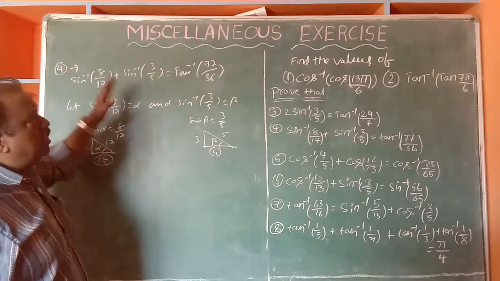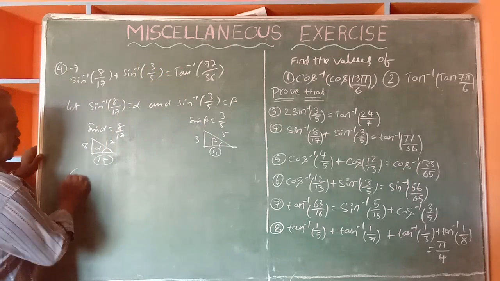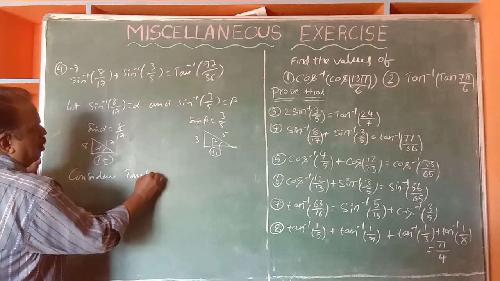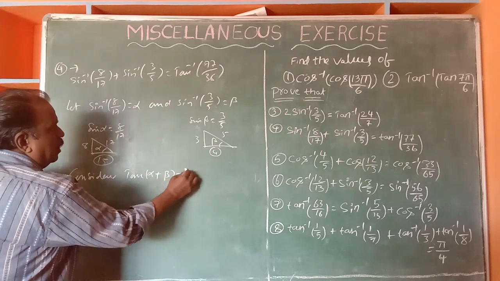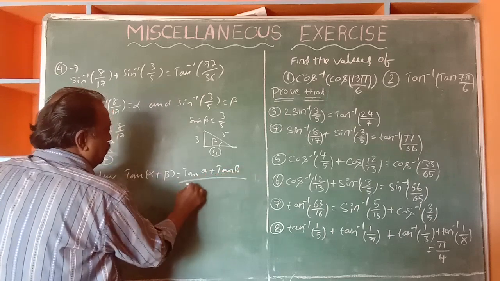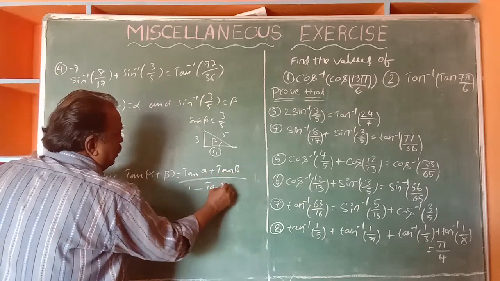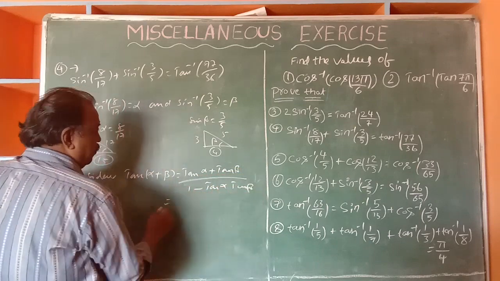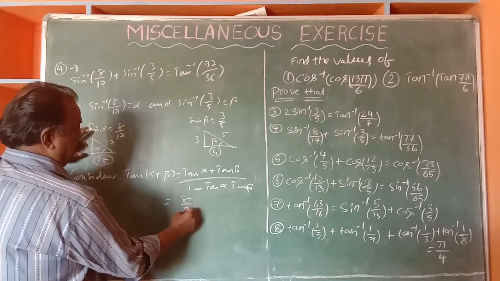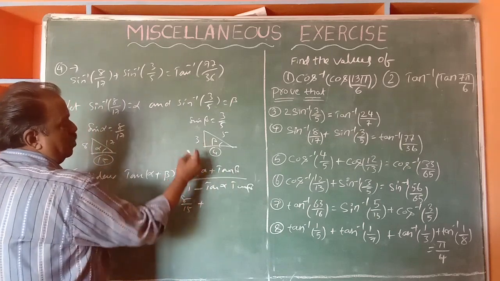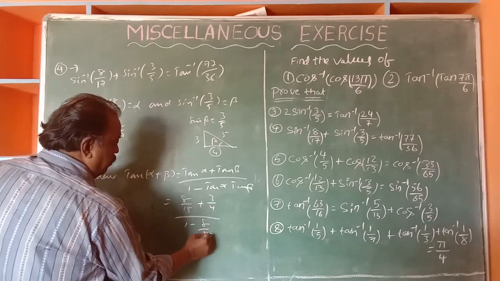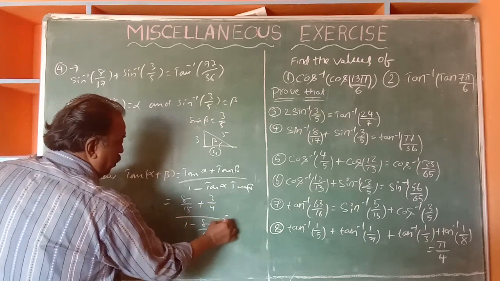Tan inverse comes to this side, so we have to consider tan of alpha plus beta. It is tan alpha plus tan beta by 1 minus tan alpha tan beta. Tan alpha from this triangle is 8 by 15. Tan beta from this triangle is 3 by 4, over 1 minus 8 by 15 into 3 by 4.